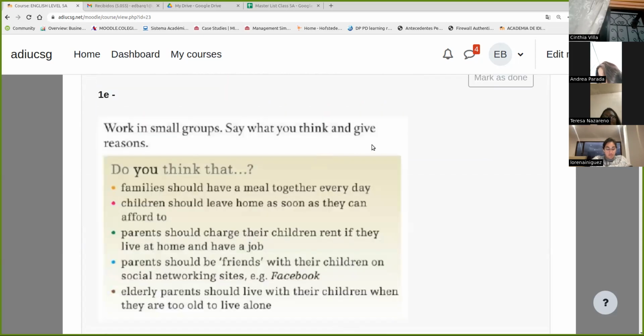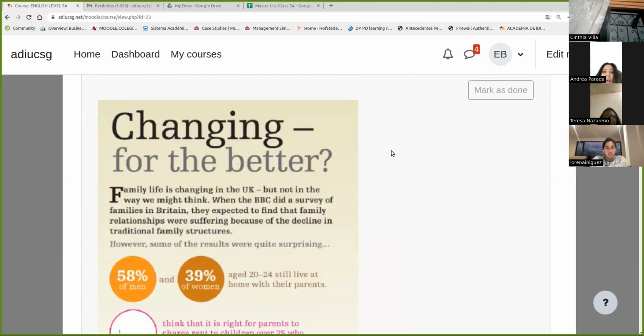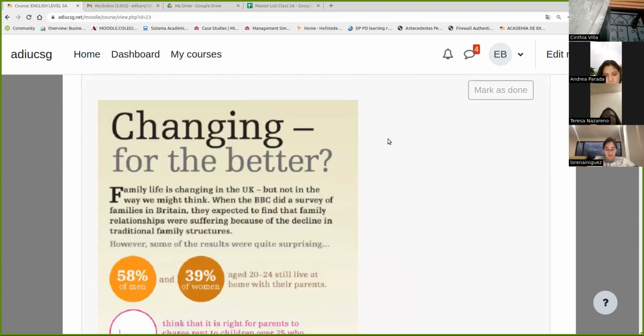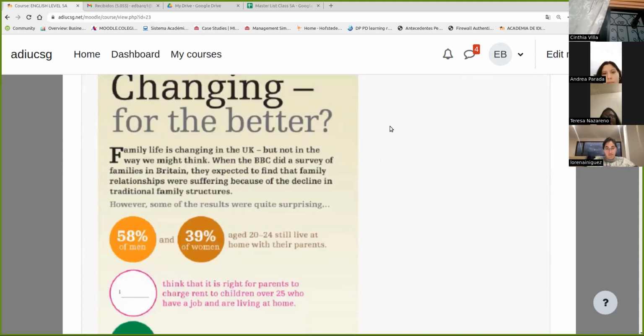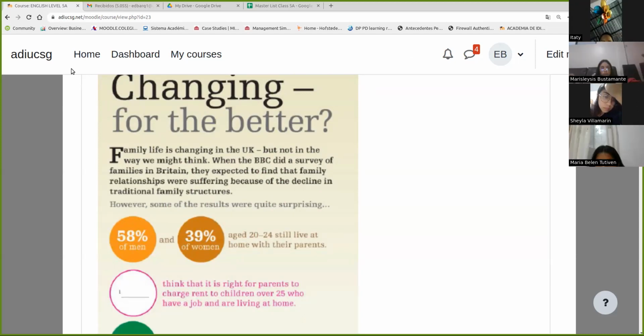So in order to do this activity, we are going to do this reading together. It's called Changing for the Better. Let's get started with Miss Shayla. Shayla, begin reading this article, please.